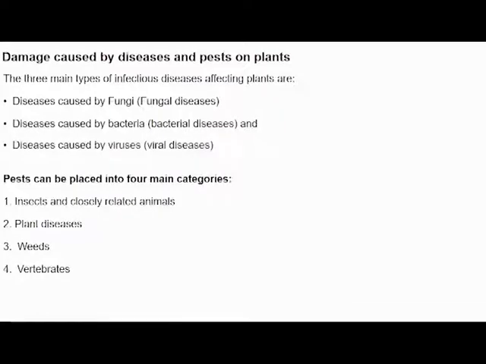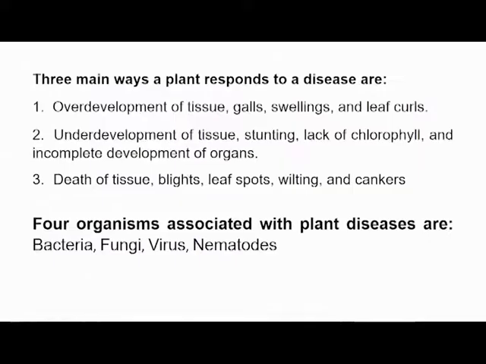Now, pests can be placed into four main categories: insects and closely related animals, plant diseases, weeds, and vertebrates. These are categories of pests that can cause serious damage to plants. Now, there are also three main ways by which a plant can respond to a disease.